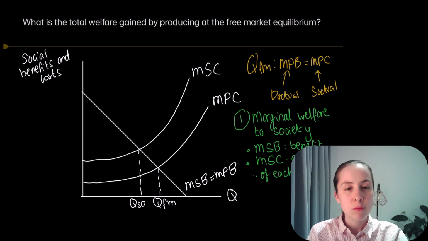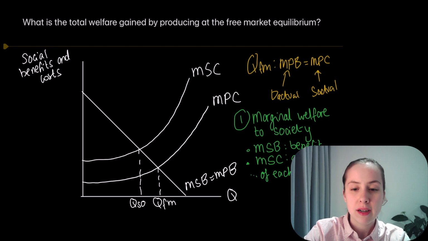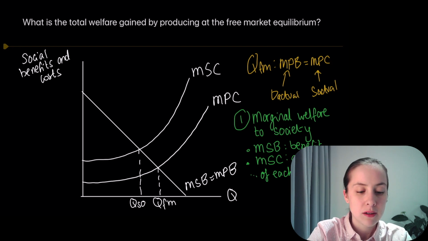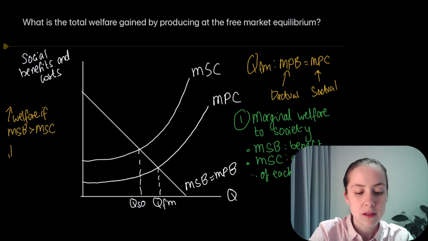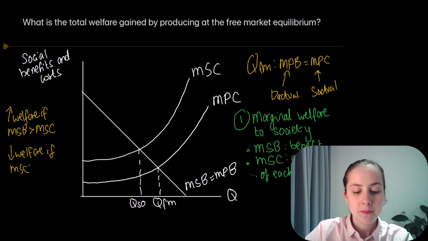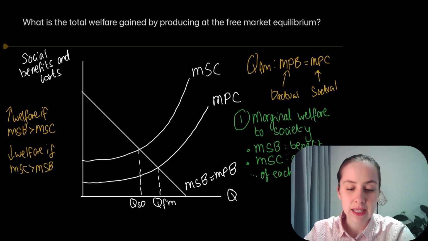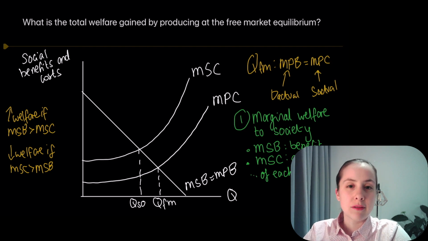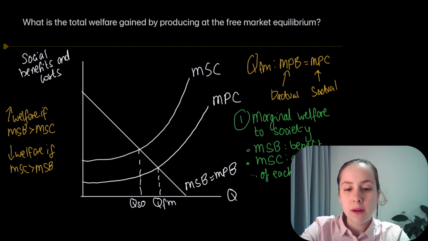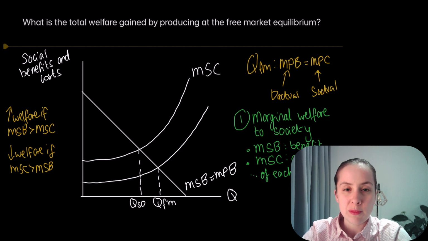So the idea is if we have more benefits than costs, welfare has increased. So welfare increases if there are more benefits than costs. And then welfare decreases if there are more costs than benefits. To make this really clear, I'm actually going to delete the curve that is irrelevant information here. To work out marginal welfare and therefore total welfare, we don't need to think at all about the MPC. So I'm just going to ignore it.